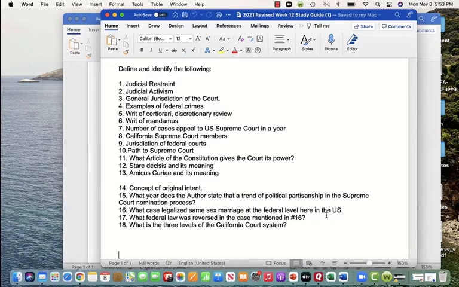Know the levels of the court system. In California, know that we have the trial courts at the very bottom, then a court of appeals in the middle, and the California Supreme Court at the top. Like I said in class, we may have experience in one area of the California trial courts in our lifetime, and that is maybe traffic court.